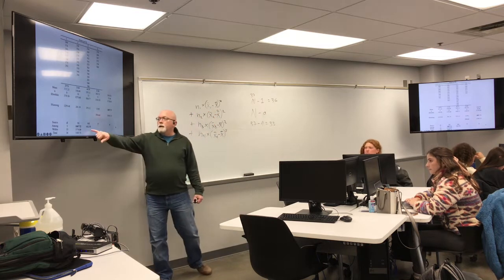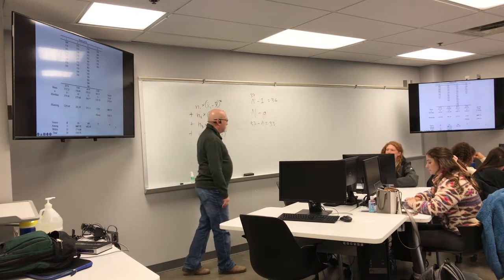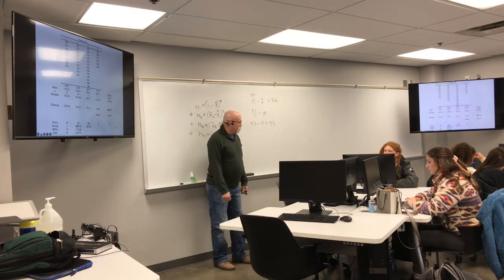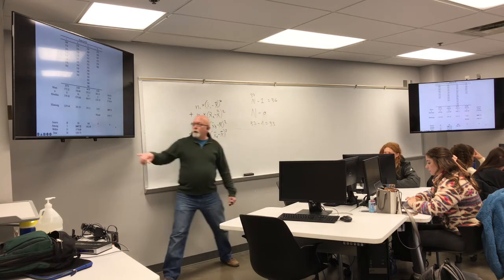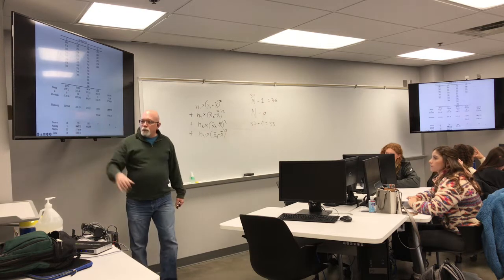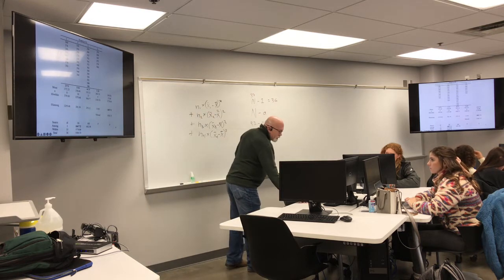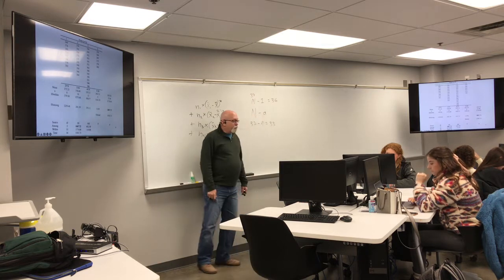How do we calculate the mean square within? Same thing. Sums of squares within divided by the degrees of freedom within. So that's 3778 divided by 33, which is 114.48.